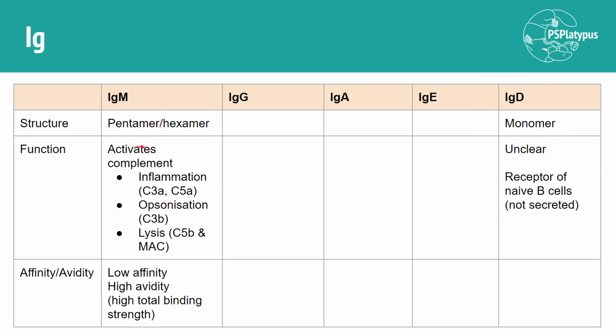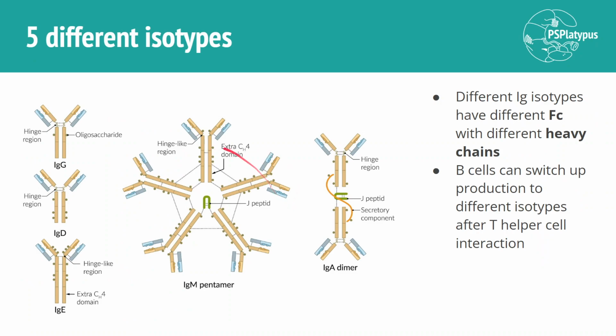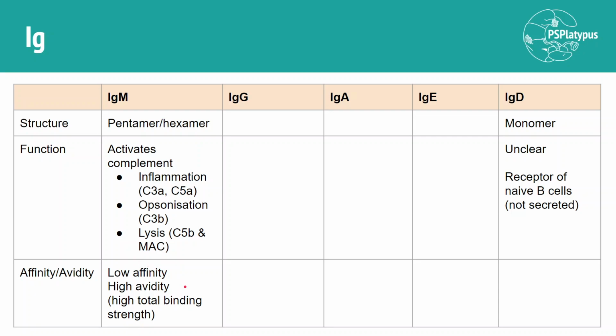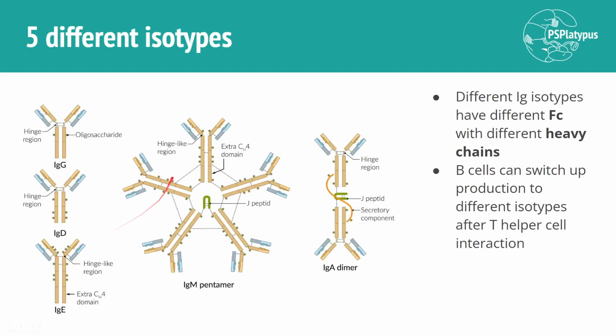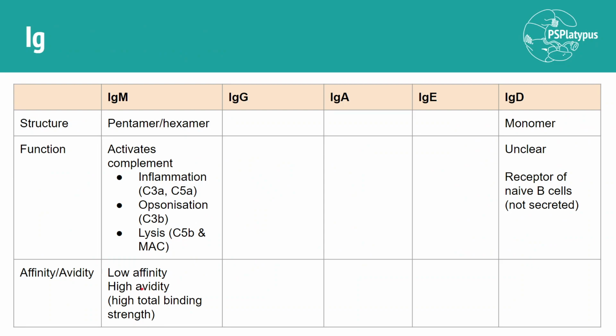IgM activates complement. So it has a lot of these different antigen binding sites. That means that it has high avidity in total. So there's a difference between affinity and avidity. Affinity refers to the binding strength of each antigen binding site. Avidity refers to the total sum of the binding strength of the whole isotype. Since there are a lot of different binding sites, it has a high avidity but low affinity. So it compensates for the low affinity.